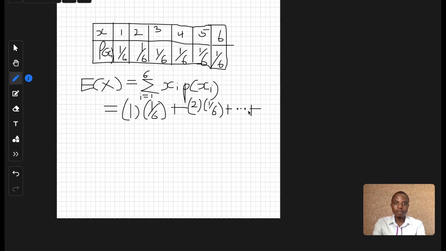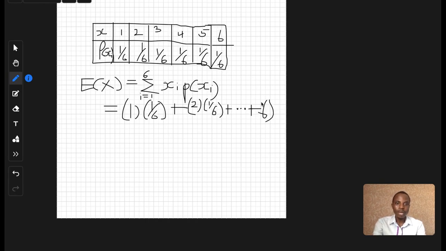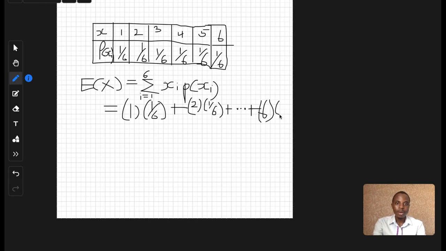To save time, I won't be doing the others, but what we are doing essentially is saying 1 multiplied by 1 over 6, 2 multiplied by 1 over 6, 3 multiplied by 1 over 6, 4 multiplied by 1 over 6, 5 multiplied by 1 over 6, then 6 multiplied by 1 over 6. So I'll do the last one. That will be 6 multiplied by 1 over 6.